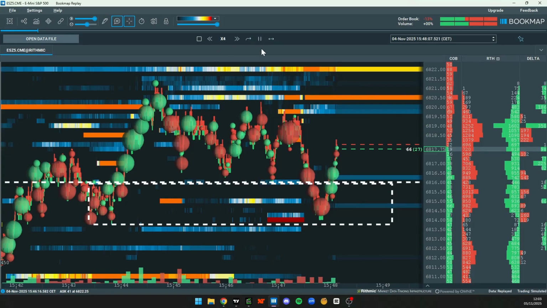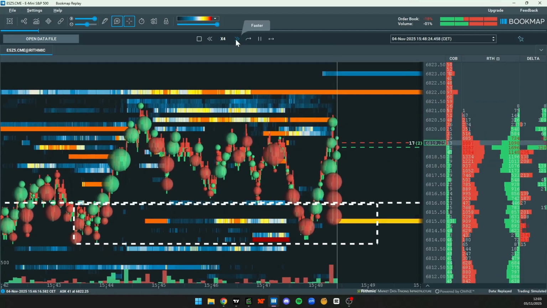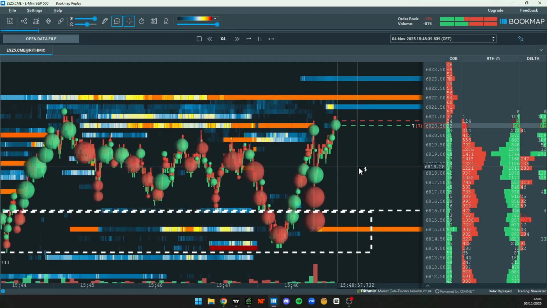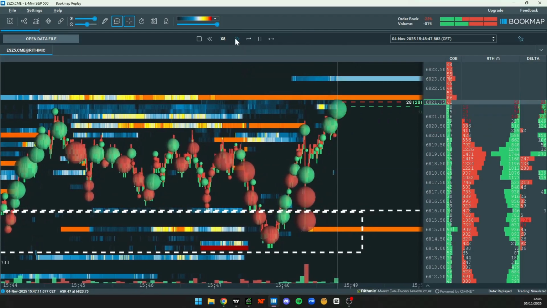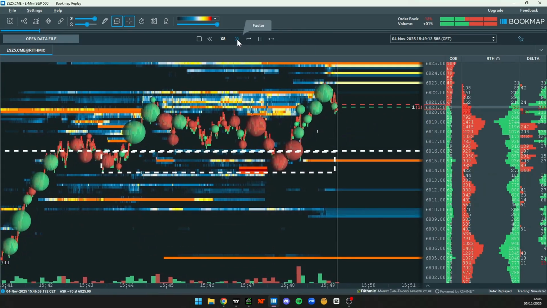Now we'll speed it up a little bit and see how price reacts. There we go, we had a nice reaction off that level already. Drop back down one more time, very aggressively and very quick. Hope you guys saw that. And then price will just keep going up and up and up, very aggressively now.